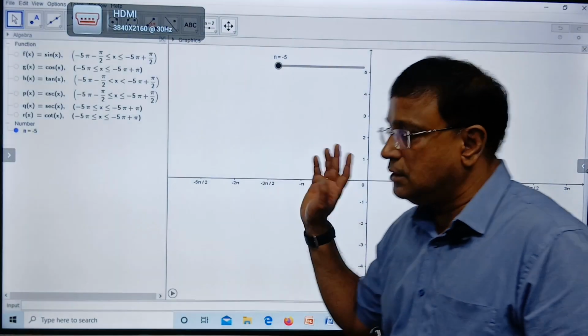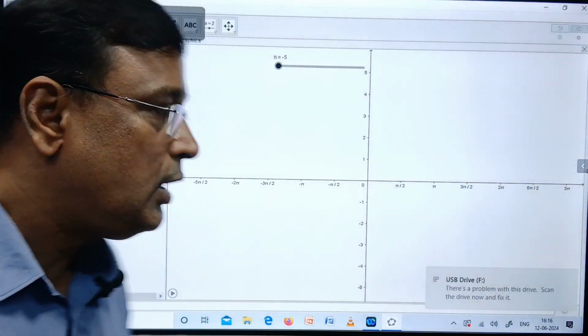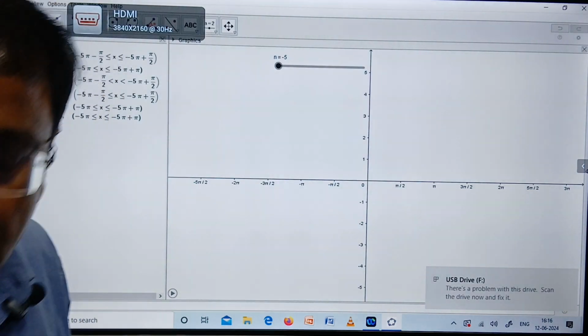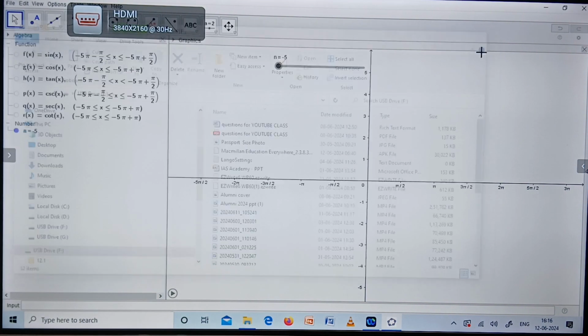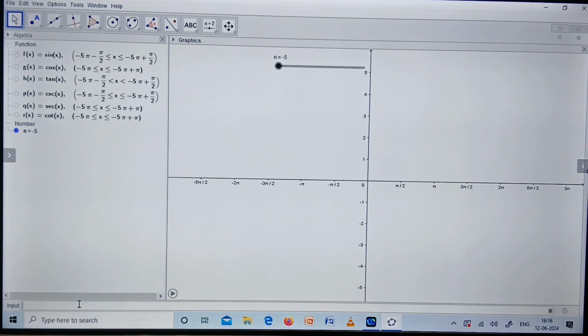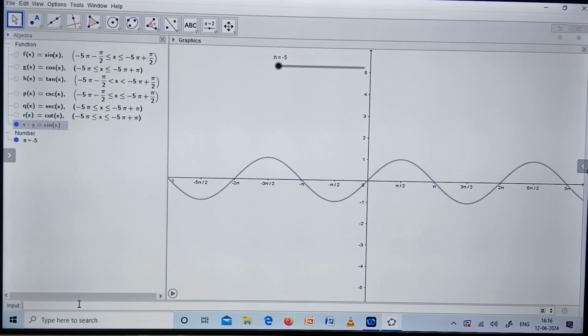So this is a GeoGebra screen. Okay. Now what I am going to do, I am going to draw the graph of y equal to sine x. So in the input box, I will put y equal to sine x. So I got the graph of y equal to sine x.